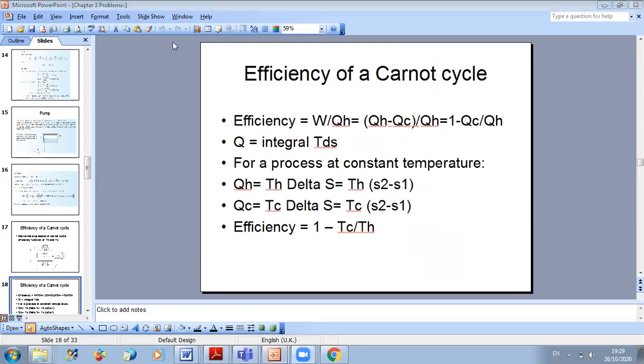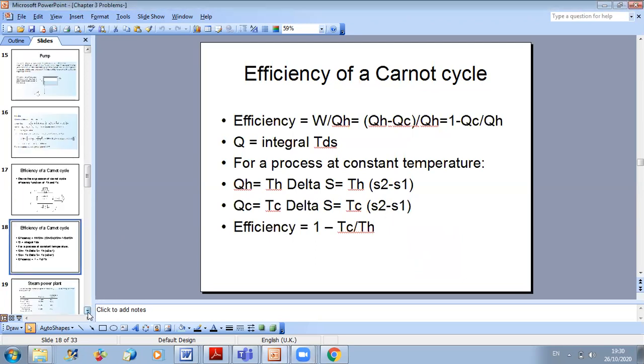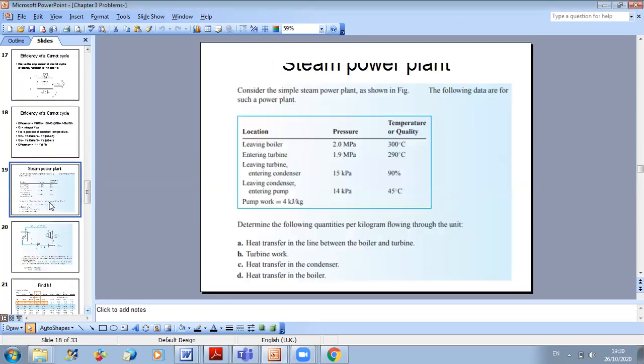Let us start to do a new problem. So until now, we have worked with separate components. What will happen in a steam power plant is that we have several components at the same time and the fluid is circulating between them. Okay? So the other problems were a preparation for this one. Consider the simple steam power plant shown in the figure. The following data are given.